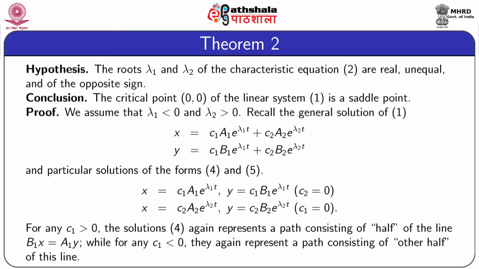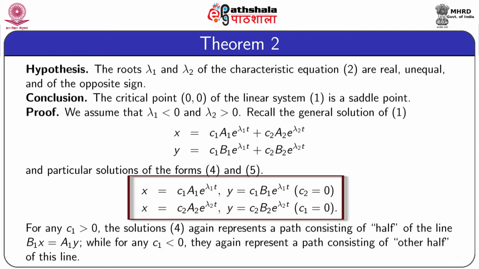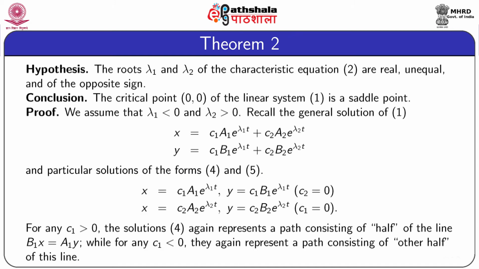And the particular solutions are of the form 4 and 5, which is x equal to c1 a1 e to the power lambda 1 t, y equal to c1 b1 e to the power lambda 1 t, which is obtained by putting c2 equal to 0. And when we put c1 equal to 0, we will get x equal to c2 a2 e to the power lambda 2 t, y equal to c2 b2 e to the power lambda 2 t. Here a1, b1, a2, b2 are definite constants and c1 and c2 are arbitrary constants.